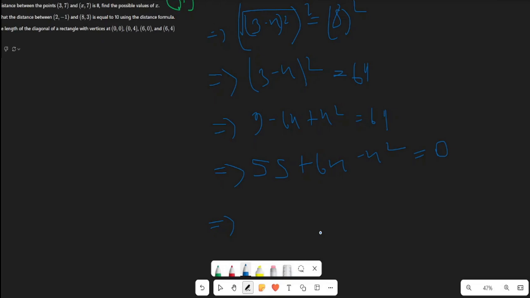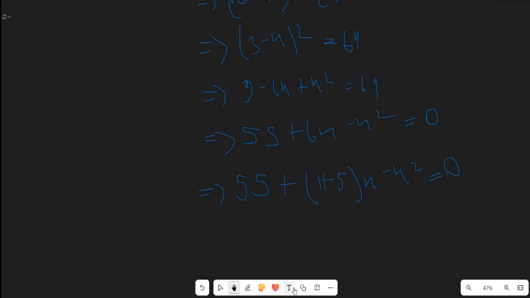If we subtract 5 from 11, we get 6. So we have to do 55 plus 11x minus 5x minus x square equals 0. Then here we have 55 plus 11x minus 5x minus x square equals 0.